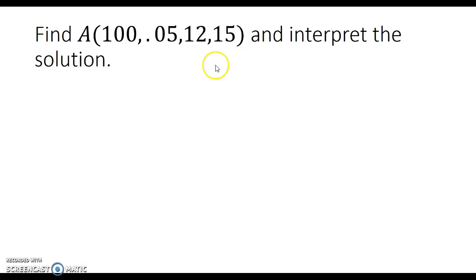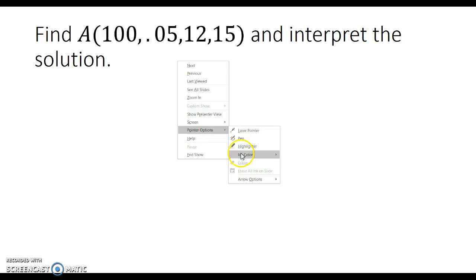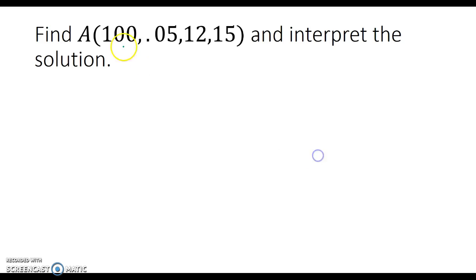So let's actually look at one of these interpretations. Find A of 100, 0.05, 12, 15. So don't ever assume that, oh, this is the present value and this must be the rate. We do have to make sure that it's consistent with the notation we've chosen. And I've chosen here to use the notation A of P, R, N, T in that particular order. So that's what I mean by this is what's important, because if somebody actually wrote their function and the first parameter they had in their parentheses was t, this could actually mean 100 years for investment for $15.